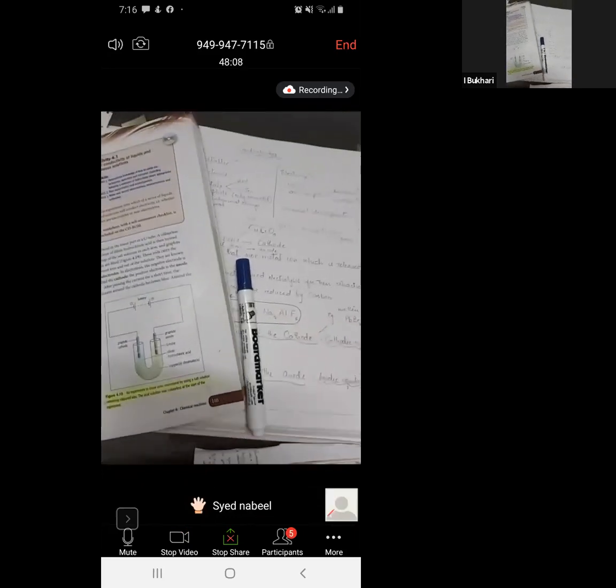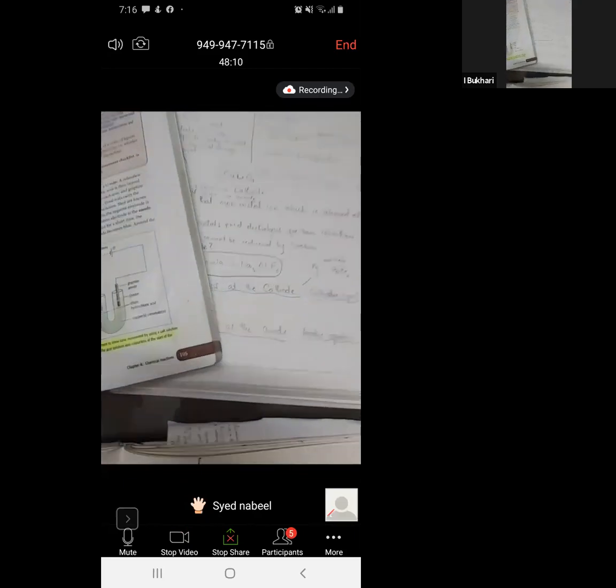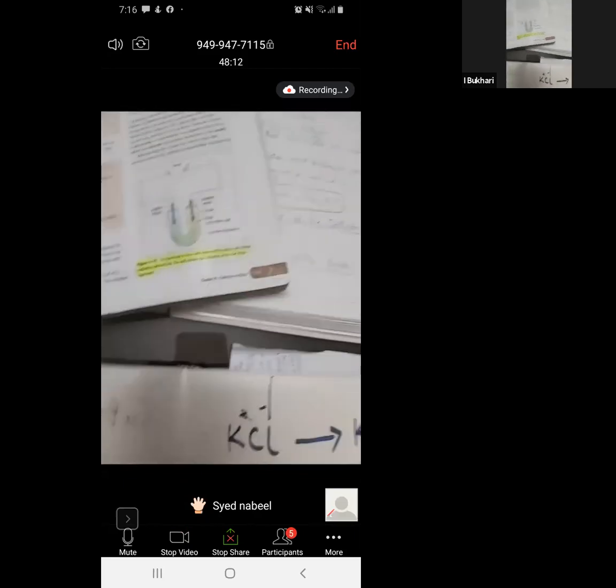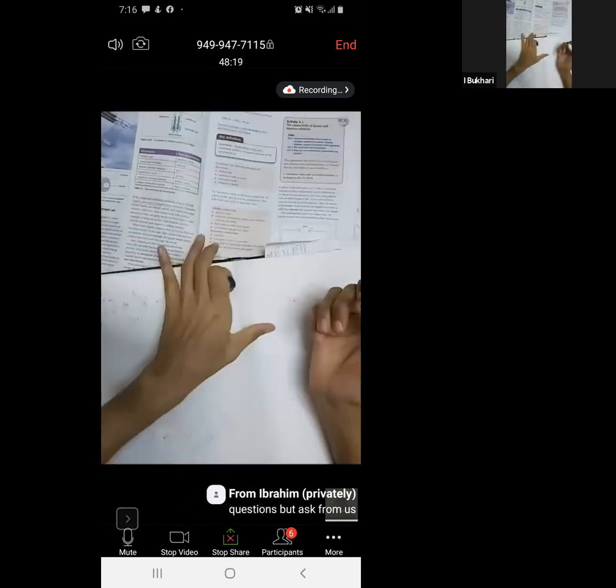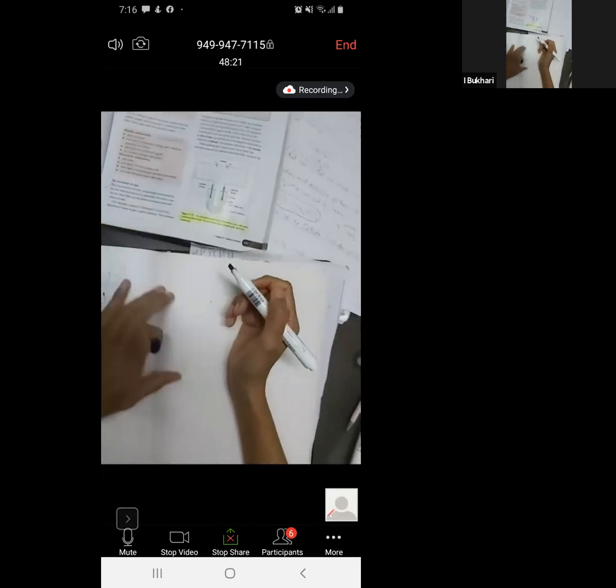Let's talk about the movement of ions on your page 105. Electrolysis of copper(II) chromate(VI). Now, what's happening here in copper(II) chromate(VI)? Now, how do I write this formula? This is a really complicated compound.